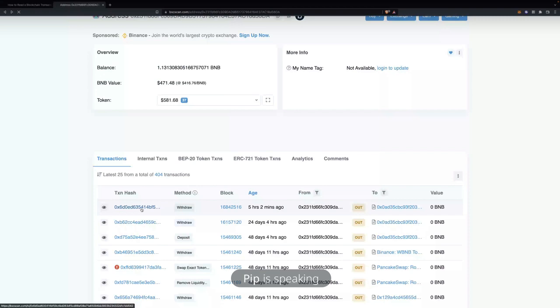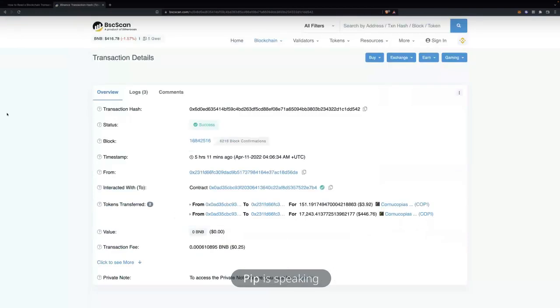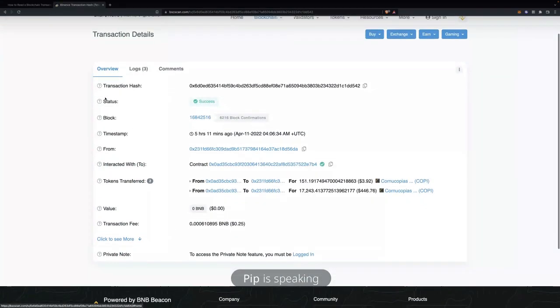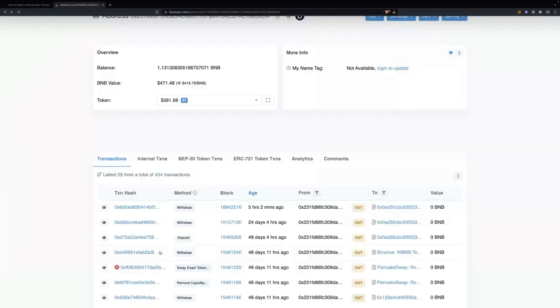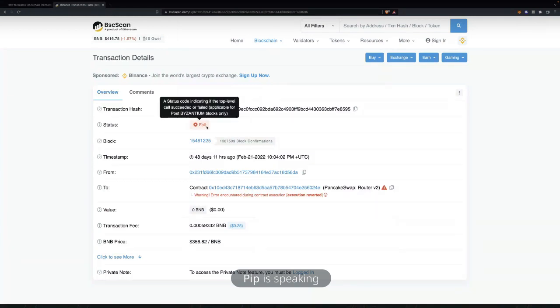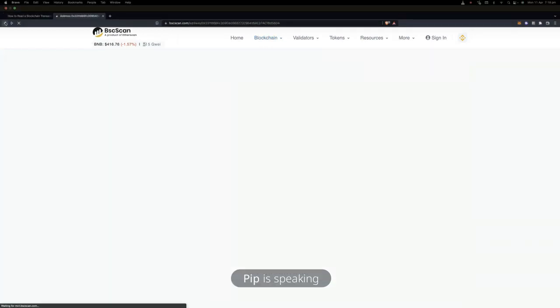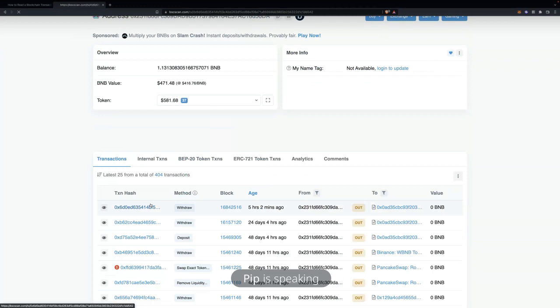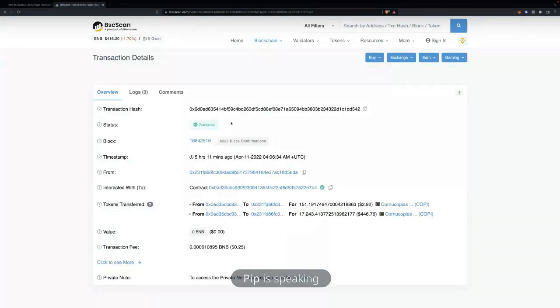Never mind, I don't know why my internet has just stopped working. Let's go back here. There you go. So if something goes wrong, the status shows fail. At times the blockchain actually tells you why, so it might say insufficient liquidity, anything like that. Anyway, when you see red, the transaction has failed and has not gone through. But this has gone through, all good.